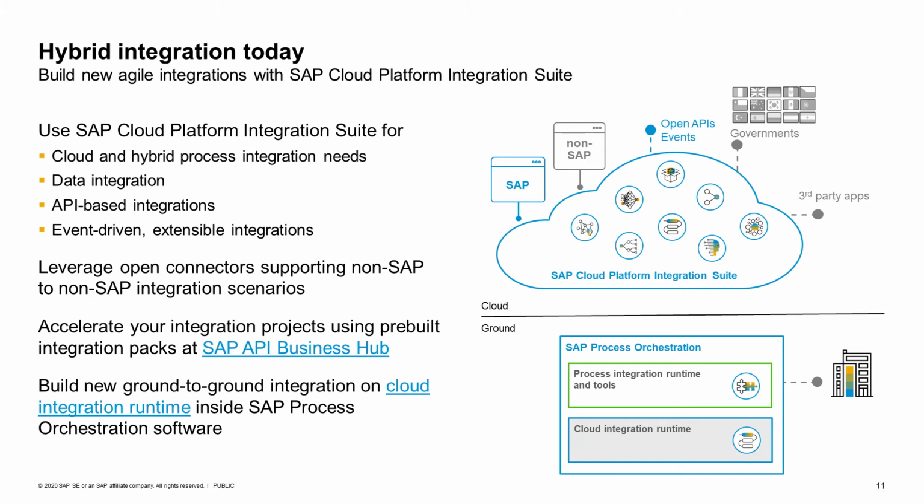With release 7.5, we actually have co-deployed the Cloud Platform Integration Suite runtime inside process orchestration so that you can run scenarios that you have modeled on Cloud Platform Integration Suite within Process Orchestration on-prem, right? And this allows you to build new integration scenarios so you can actually leverage the feature-rich capabilities and the more flexible design environment of Cloud Platform Integration Suite within Process Orchestration.